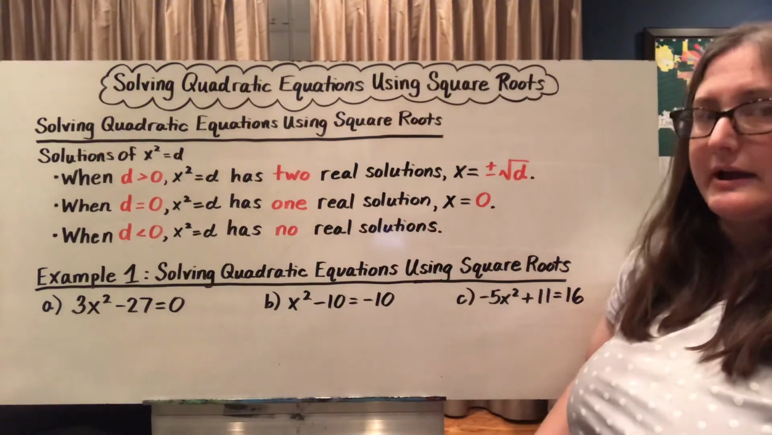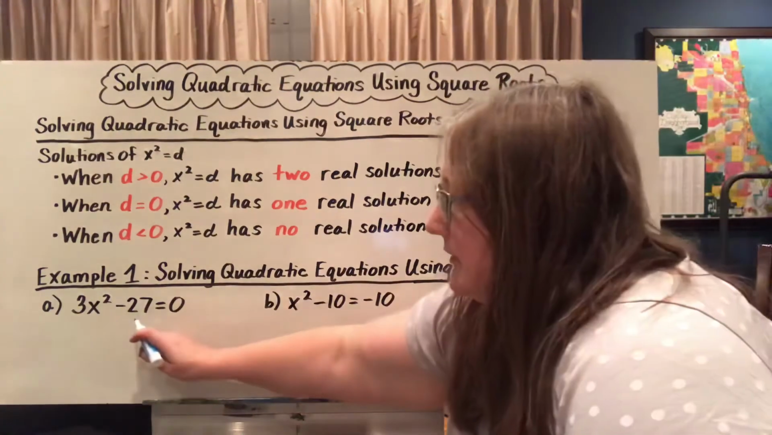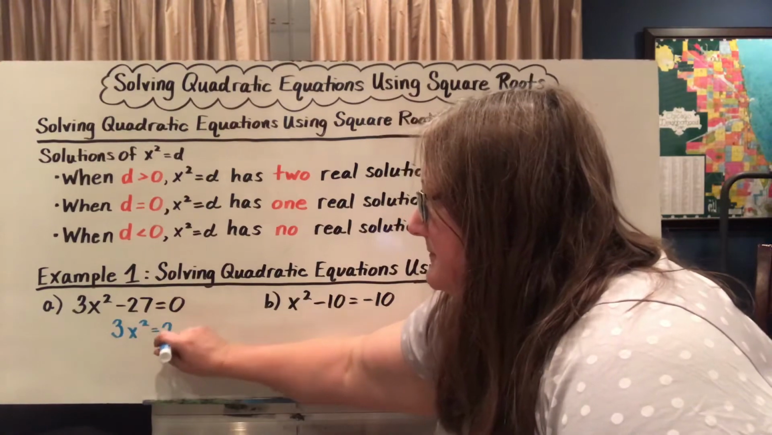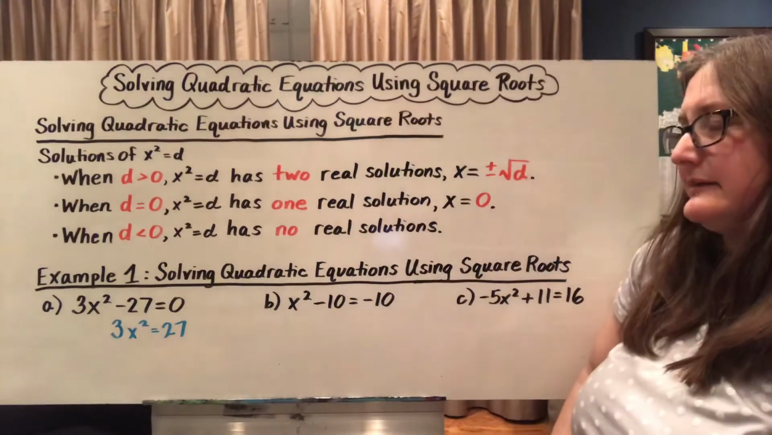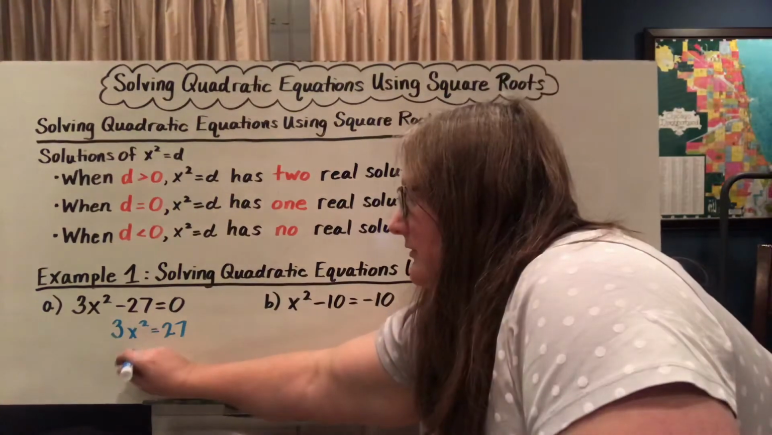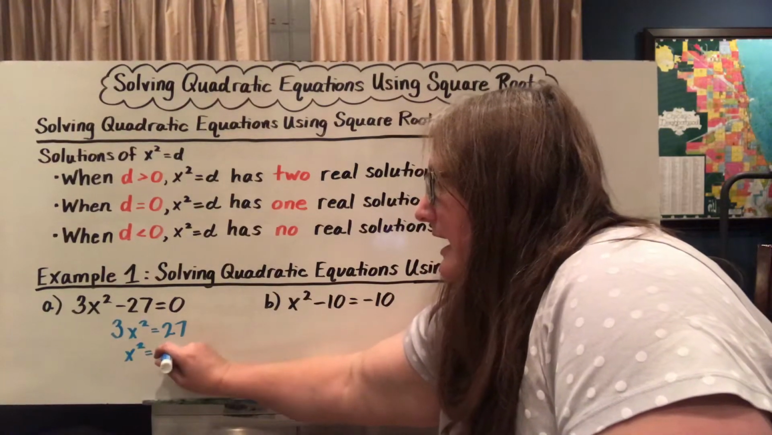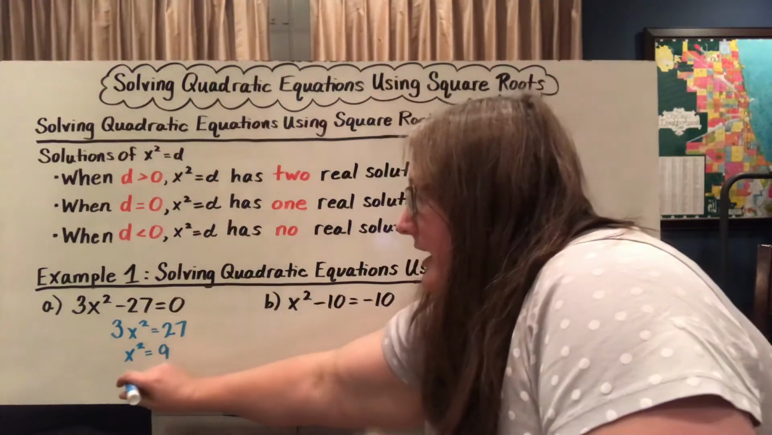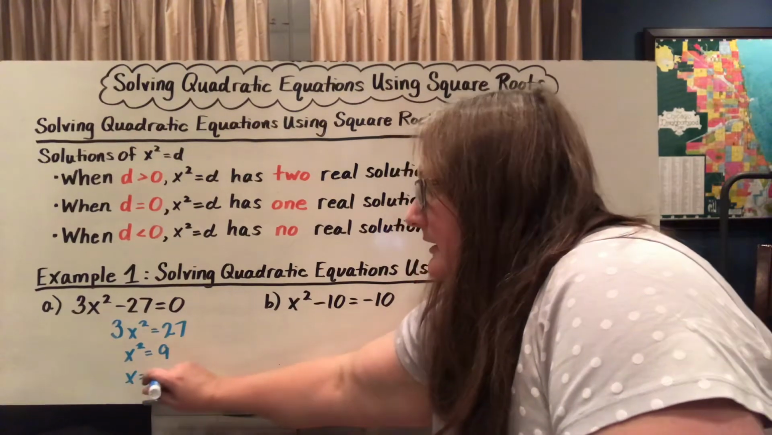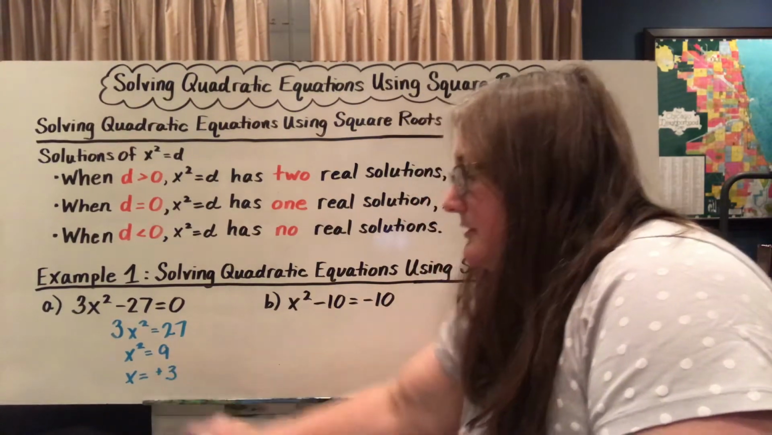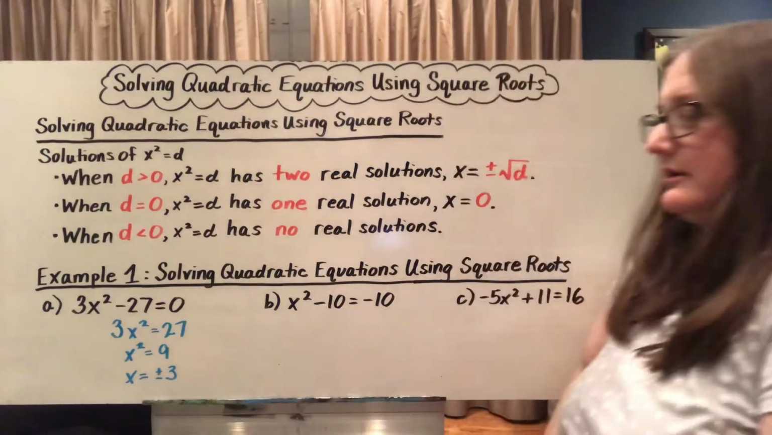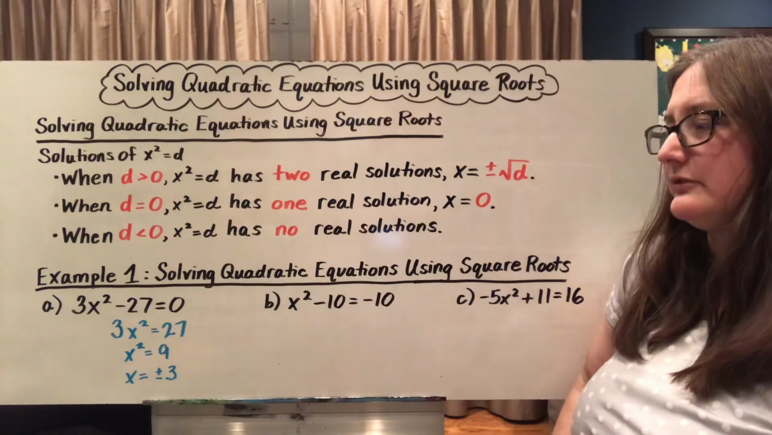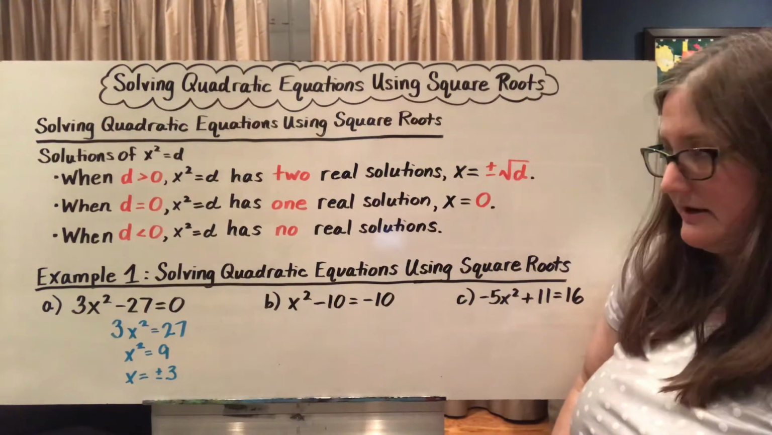So I'm trying to solve for x, basically. So here I would add 27 to both sides. So I'm going to have 3x squared equals 27. And then to get x by itself, I'm going to divide each side by 3. So I'm going to get x squared equals 9. And now to get rid of the squared, I'm going to do the square root of each side. So the square root of 9 can be positive 3, 3 times 3 equals 9, or negative 3, because negative 3 times negative 3 will also give you 9. So we have two solutions for x here, positive 3 and negative 3.